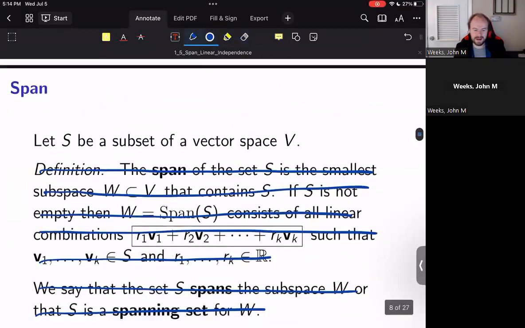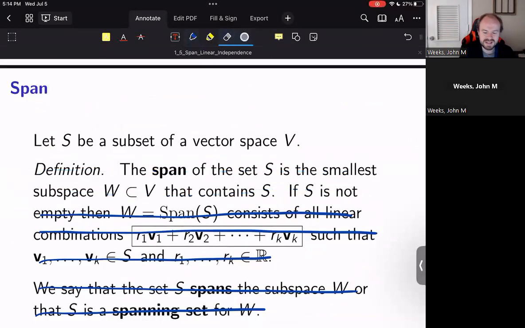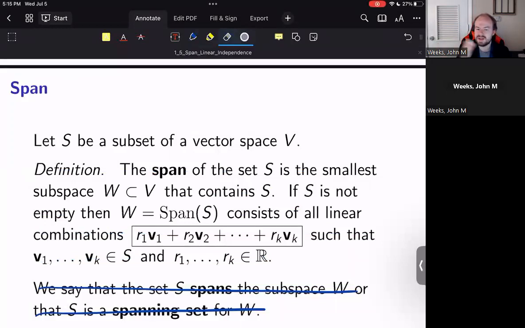Let's go ahead and define the span. So we've already talked a little bit about this. We've said that the span is the smallest subspace that contains a set S. And in this case, it does not have to be the entire vector space. It's not a spanning set. It's just the span of the set. If S is not empty, then W consists of all linear combinations of this form. And you can see here that this is regardless of whether or not S is an infinite or finite subset. You can always just write it in this form of finite collections inside of your set together with scalar multiples for each of them.